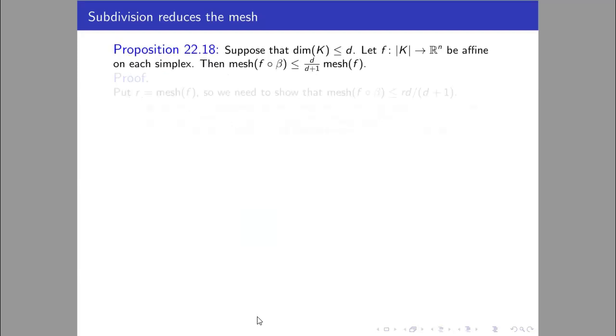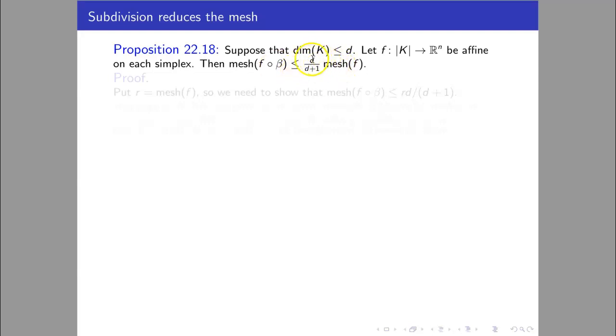So here's our proposition about subdivision. You've got some complex K of dimension less than or equal to d, say, and we've got some map f from the realization of K to R^n that's affine on each simplex. Then you can compose that with our subdivision map beta, and f composed with beta is a map from the realization of K prime to R^n. Again, it's going to be affine on each simplex. The claim is the mesh of f composed with beta is less than or equal to d over d plus 1 times the mesh of f.